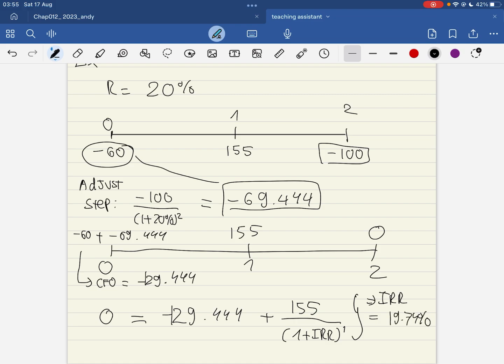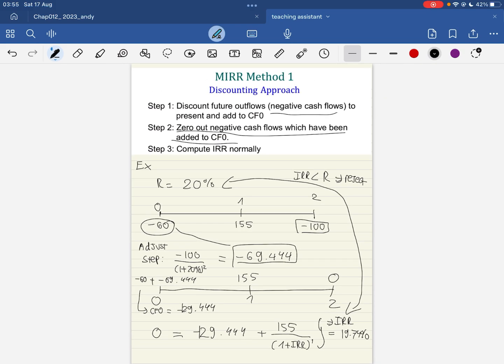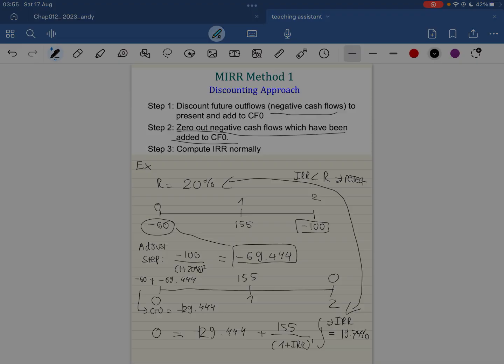Since the IRR is smaller than 20%, therefore we should reject the project. So by fixing the IRR method with the discounting approach, we won't get two different answers anymore. And now we can answer whether we should accept or reject the project. Here in this case, we reject because IRR is smaller than R.